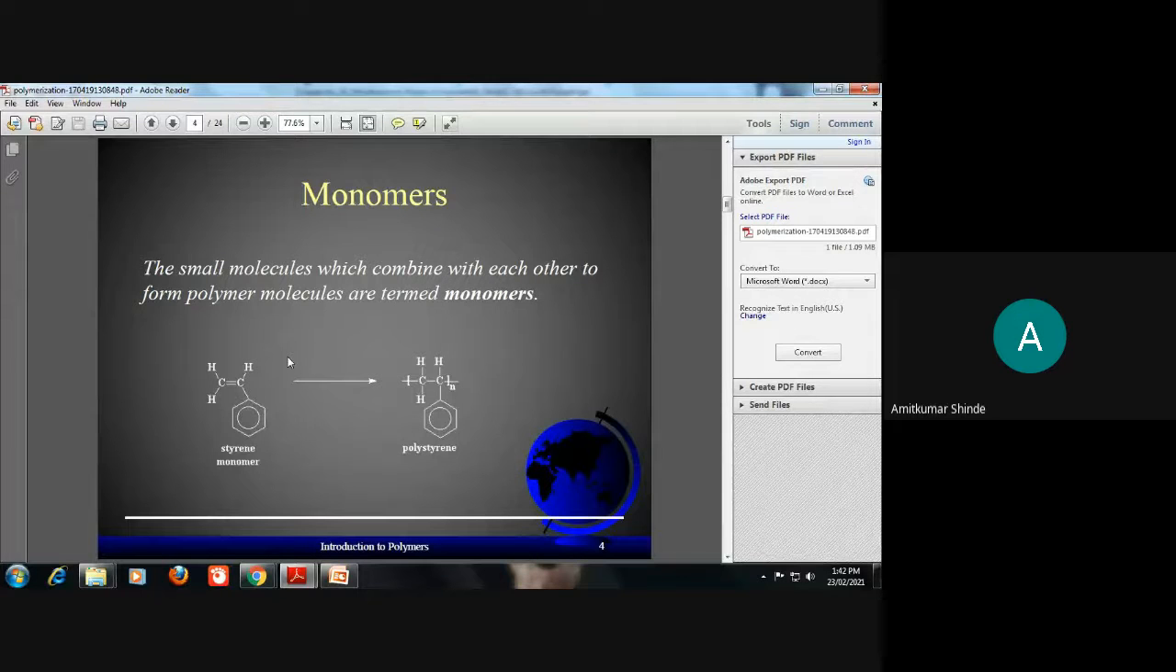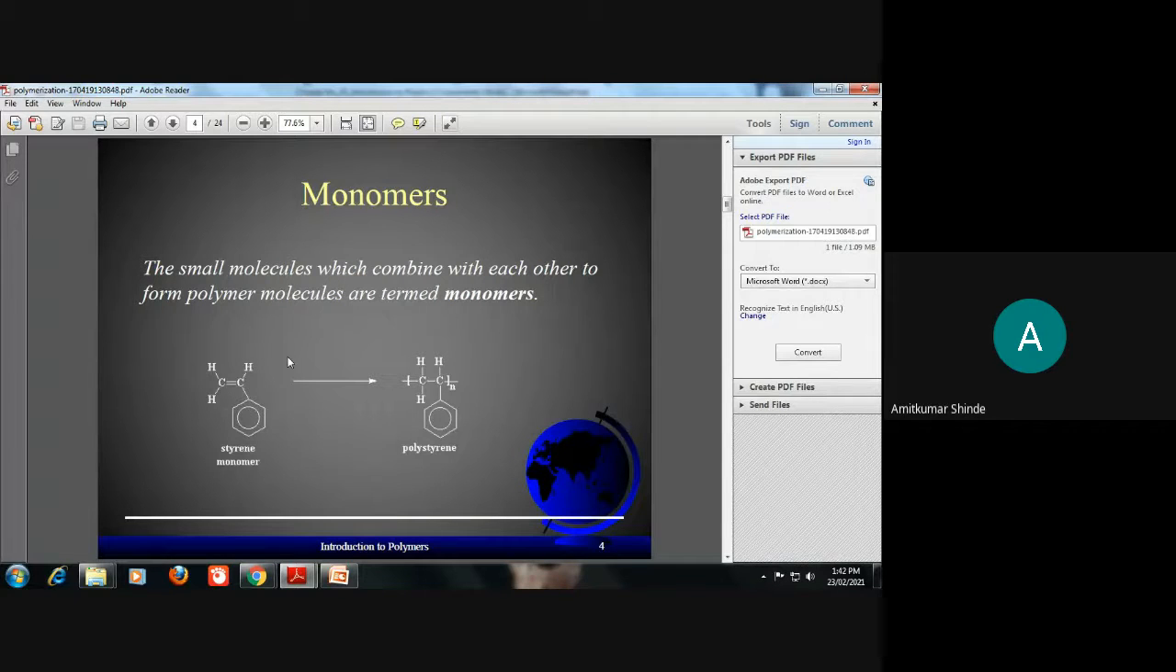Now in this diagram, if it is not visible, you can zoom it on your individual screen, just like you are zooming in a photograph on your mobile. You can zoom this slide also and see it very clearly. Now first we will try to understand the meaning of the monomer, and after that we will try to understand the meaning of the polymer.